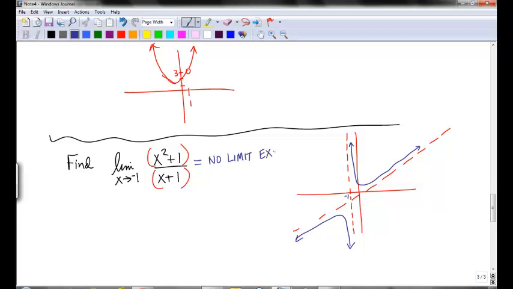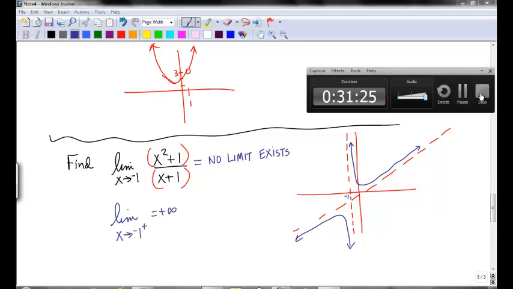Now, if the author turned this around and said, what's the limit as x approaches -1 from the right side? Okay, this says as x approaches -1 from the right side. Now, what's the limit? Positive infinity. And if they turn it around coming in from the left side, it's going down to negative infinity. Okay?